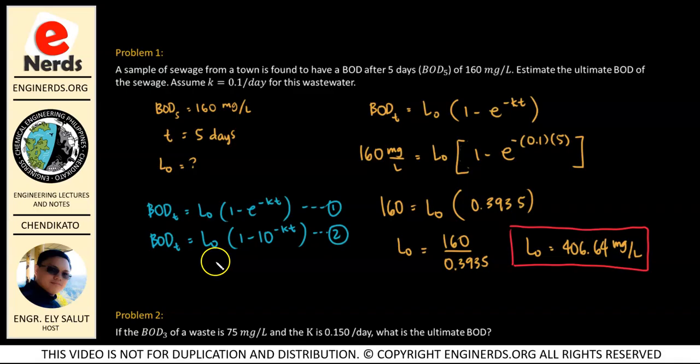Yung small letter na k, this is used for reaction rate constant in base e.